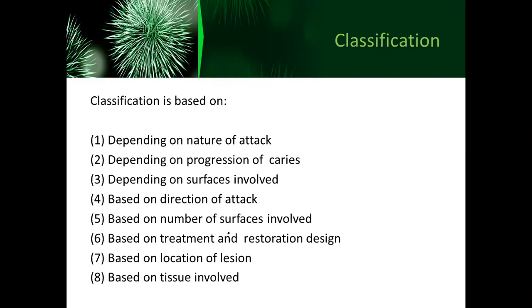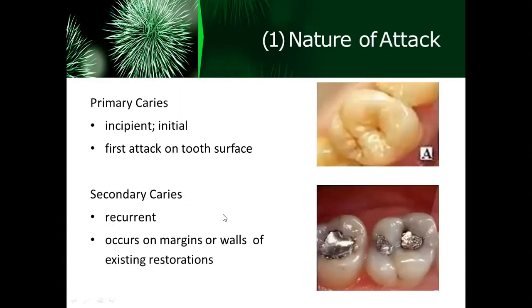So it really doesn't matter at this level what type, or for example, what the location is, or the number of surfaces. Yeah, it might affect how severe or how aggressive the management is, but this is just to understand the different types that are there. So I just decided to look at a few of them. The rest you might get some time to go and read and appreciate the different types. So based on the nature of attack, we can have primary caries, and this is the initial one.